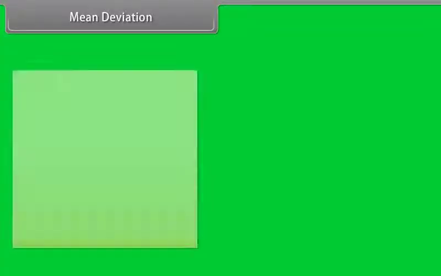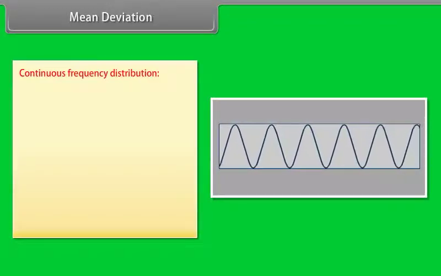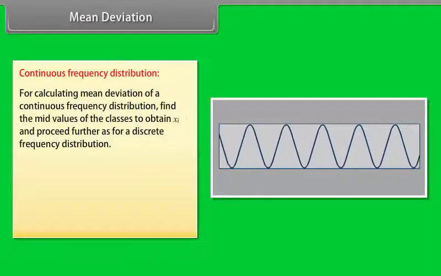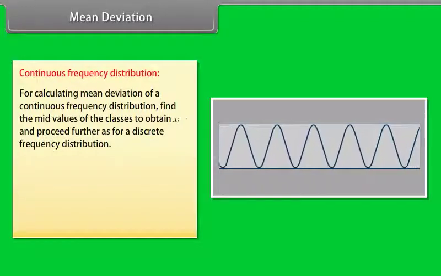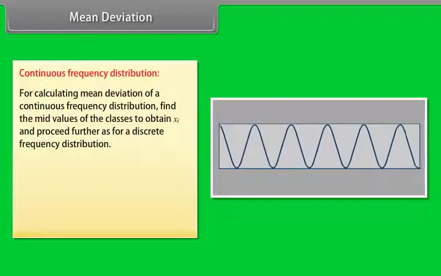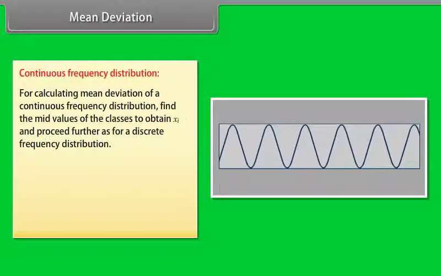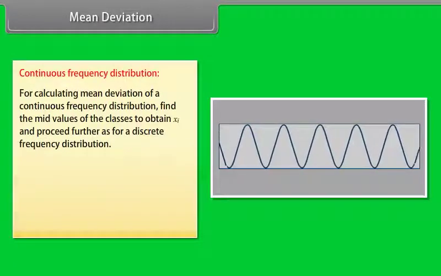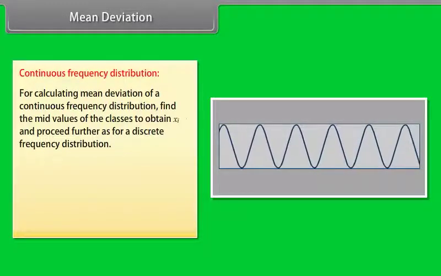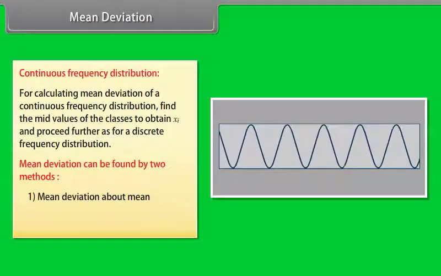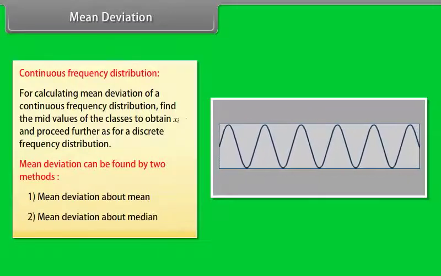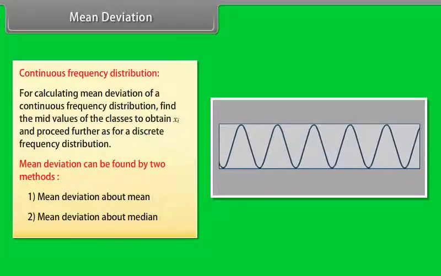Mean deviation, continuous frequency distribution. For calculating the mean deviation of a continuous frequency distribution, find the mid-values of the classes to obtain xi and proceed further as for a discrete frequency distribution. In a continuous frequency distribution, the frequency never breaks. Mean deviation can be found by two methods: mean deviation about mean, and mean deviation about median. Let's have some examples.